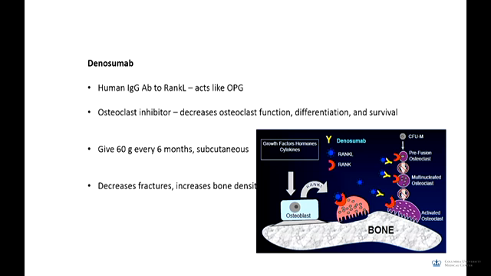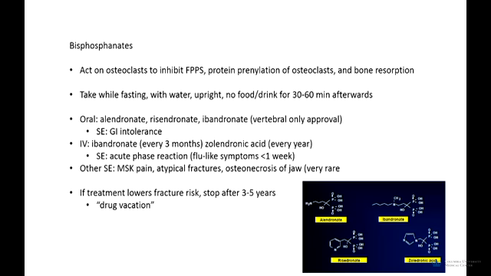There's denosumab, which works just like OPG, so it steals RANKL away, so it stops RANKL from getting osteoclasts to go. So that's something you can do. You can give it one shot every 6 months. It's pretty exciting.